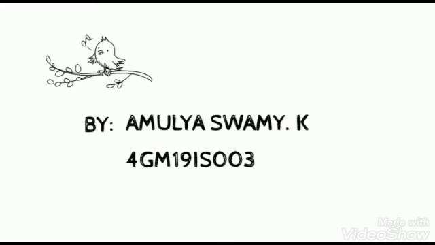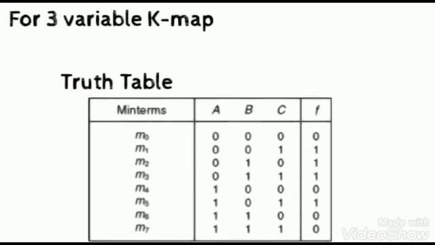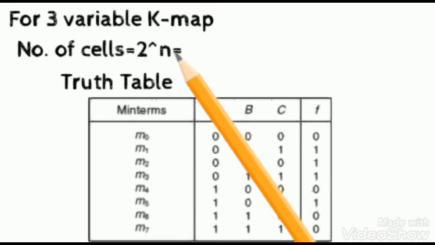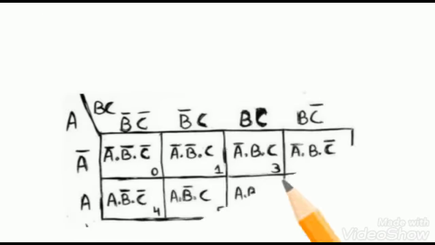Thank you. Next topic is 3-variable K-map. In this, the number of cells is calculated as 2 power n. As we are using a 3-variable K-map, n is equal to 3. That is equal to 2 power 3, and 2 power 3 is nothing but 8. So there are 8 cells in a 3-variable K-map.